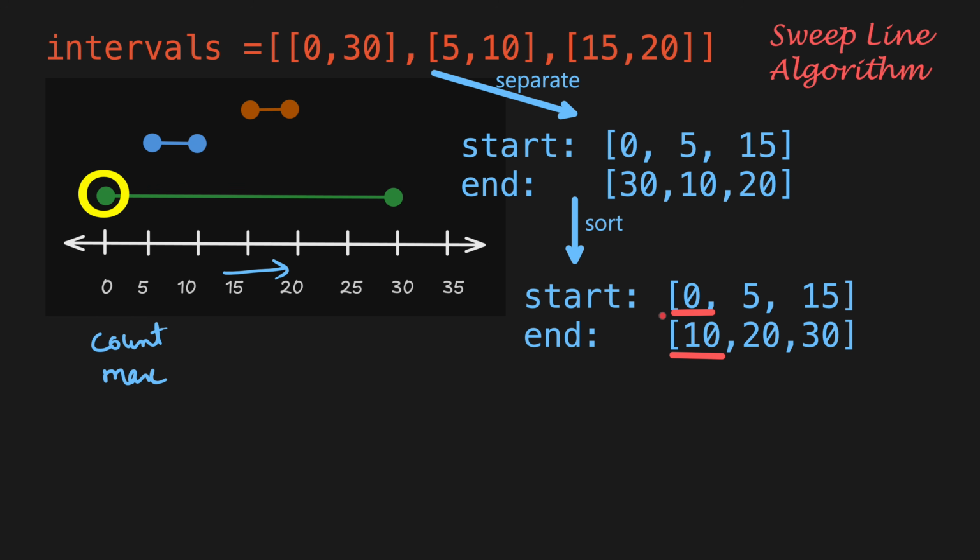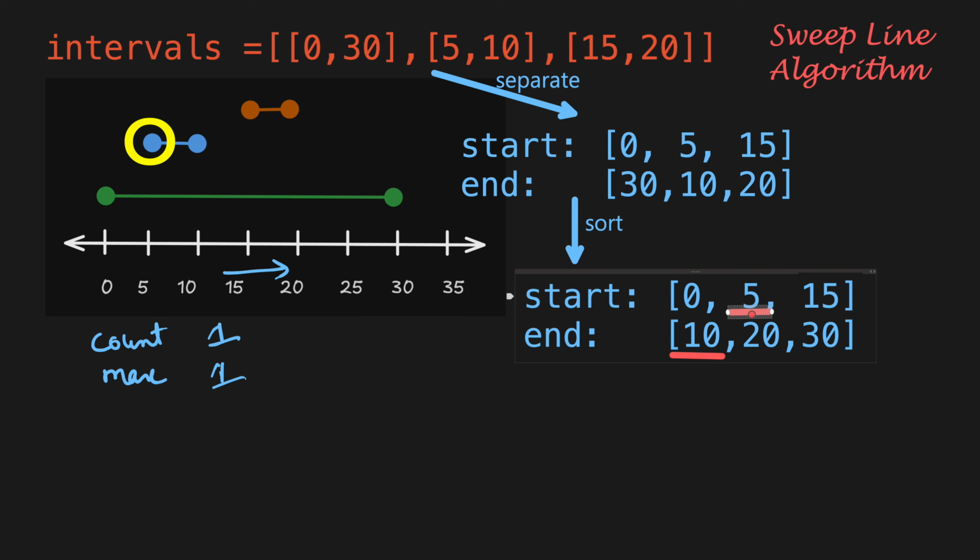We see that the start pointer points to time 0 and the end pointer points to time 10. And since the time at the start pointer is smaller, we process it first. And here that means a meeting has started. So we increment the required meeting count to 1 and update the maximum rooms required so far to 1 as well. And since we processed the time at the start pointer, we advance it forward.